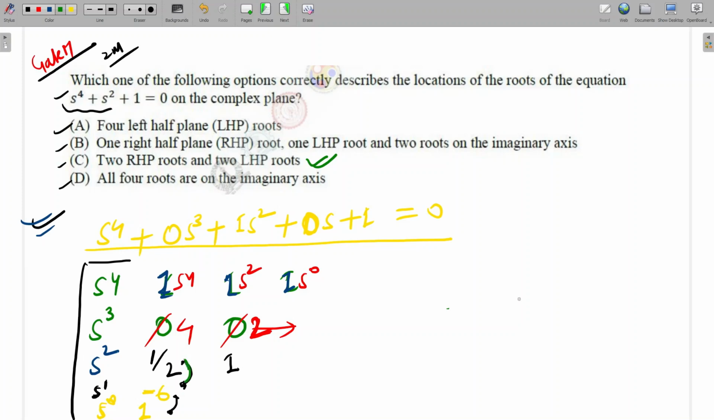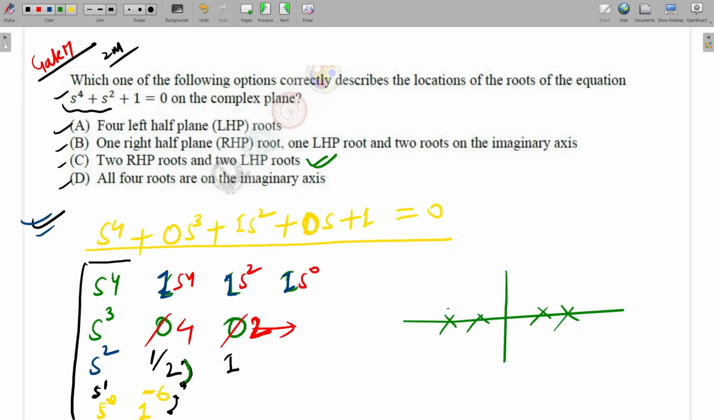So two sign changes are there: two in the left hand side and two in the right hand side. We don't know the pole location where it will be, but two in the left hand side, two in the right hand side. Whether it is on the right hand side, it can be a complex number or can be real also.